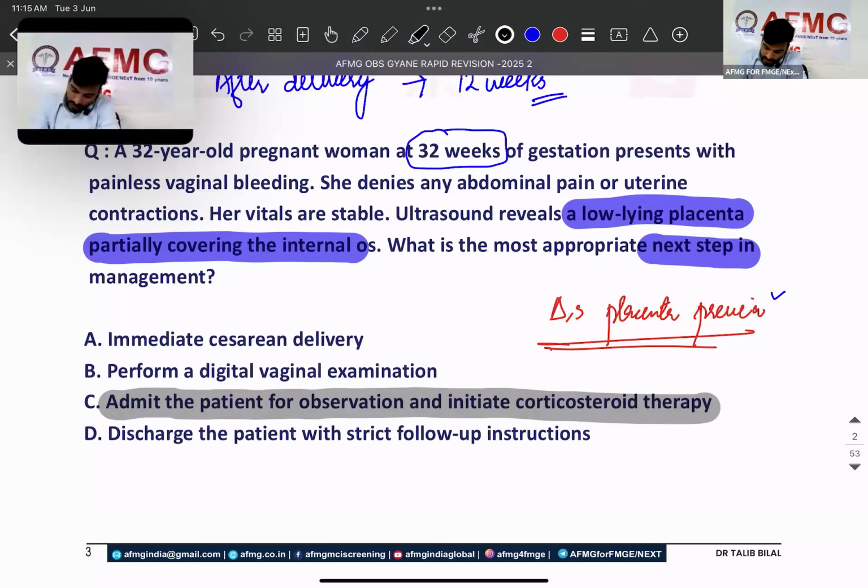Now the same question I will write here, 37 weeks. What will be the answer? Caesarean section, right? Yes. Can I discharge the patient? No. Sir, perform a digital vaginal examination? No. Contraindicated. In all antepartum hemorrhage cases, the examination is not okay.